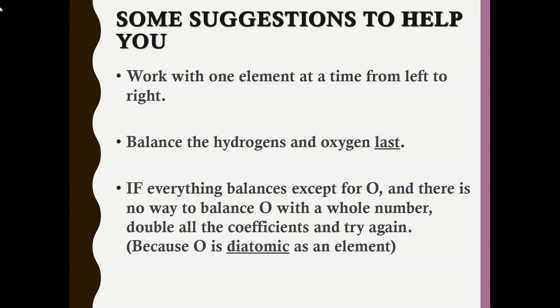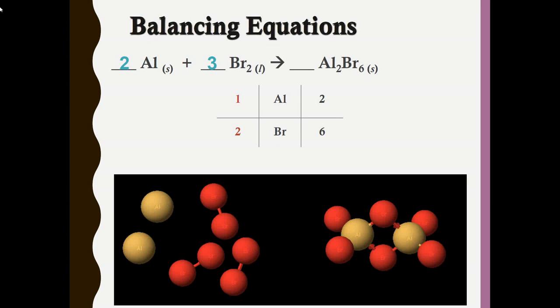Always balance hydrogens and oxygen last. If everything is balanced except for oxygen and there is no way to balance the oxygen with a whole number, double all the coefficients and try again, because oxygen is a diatomic element. Also hydrogen and nitrogen, these are diatomic elements. So whenever you have any diatomic elements, try this last step.